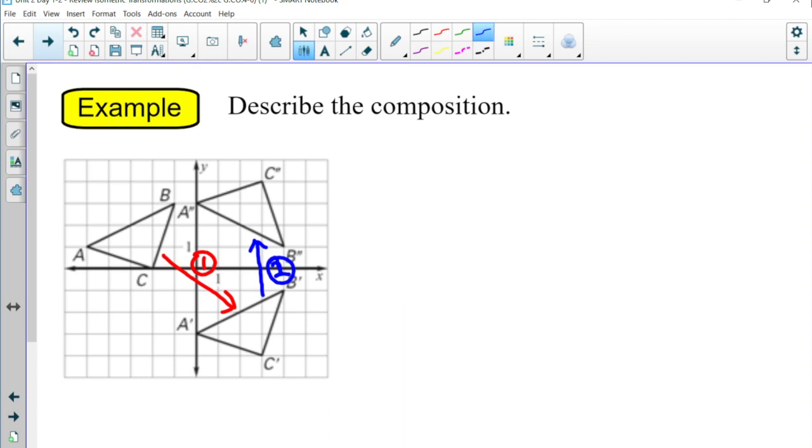So let's describe each one. Remember, we're going to be specific here. For the first one, remember, we're looking at translation, which is shifting, rotation, which is turning, or reflection, which is flipping. So for this one, to get from A, B, and C to A prime, B prime, and C prime, this is going to be shifting. The whole triangle got shifted down and to the right. So this is going to be a translation.